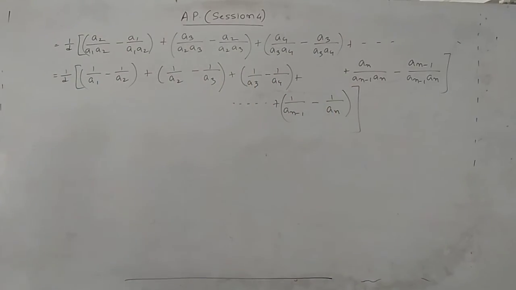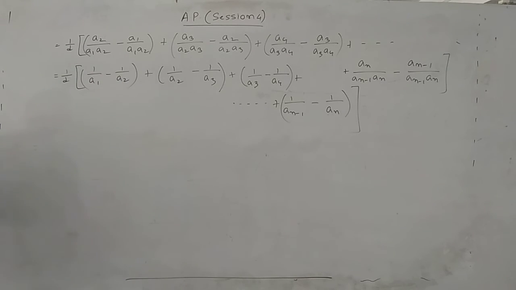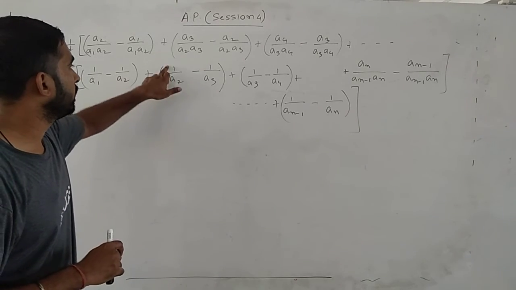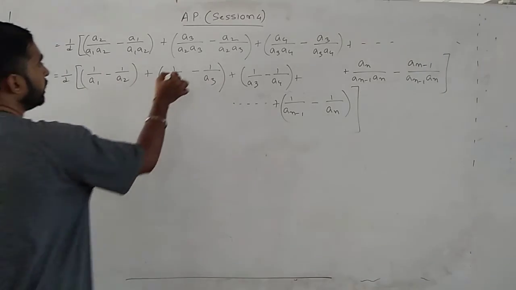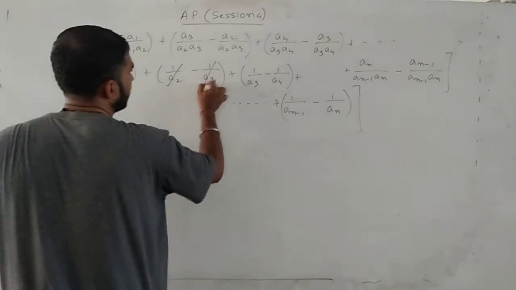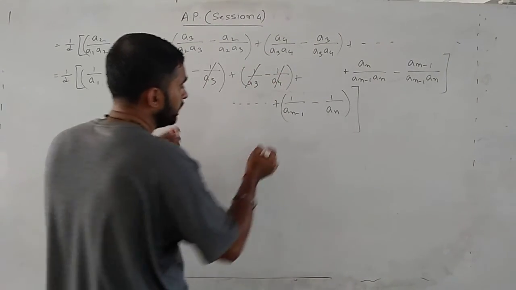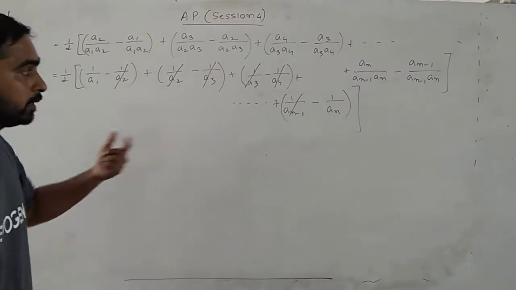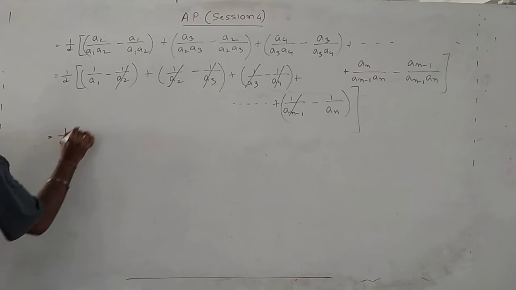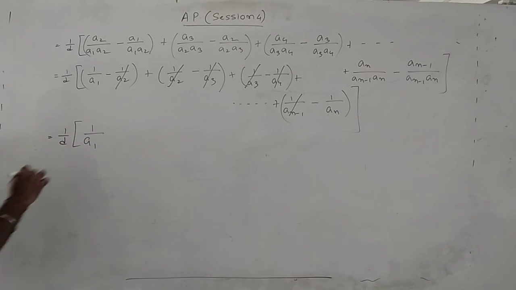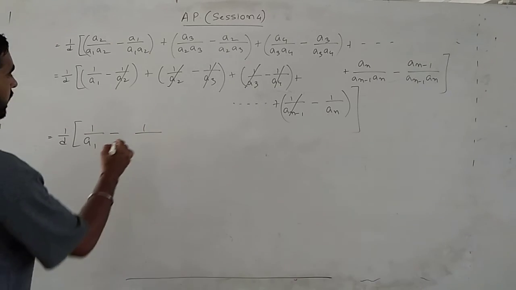Now see in this series what will happen. The last term of the first one is minus 1 by a2 and the first term of the second one is 1 by a2. It has the minus symbol and it has the plus, so both will be cancelled. Here also minus plus cancel. So in the same way, this will be cancelled with the last term of the preceding one, and this with the first term of the next one. So what are the remaining terms? 1 by d, 1 by a1 minus 1 by a n.